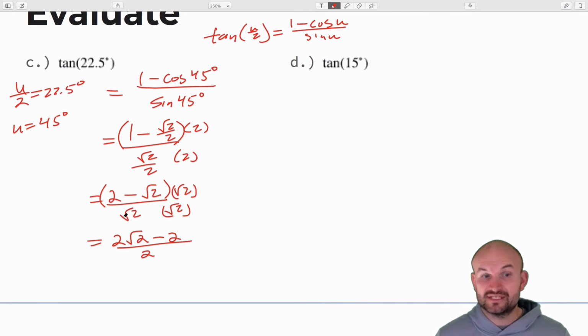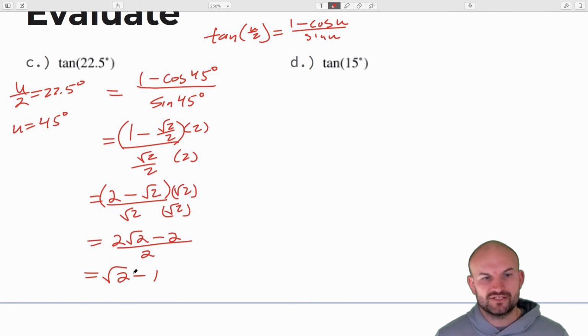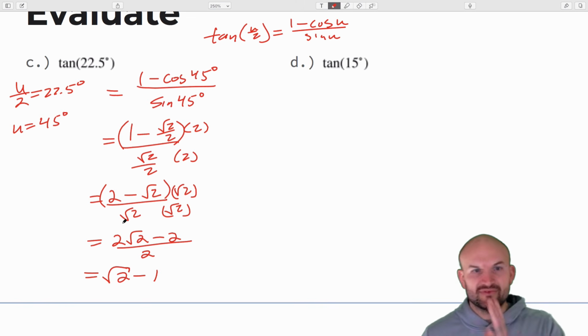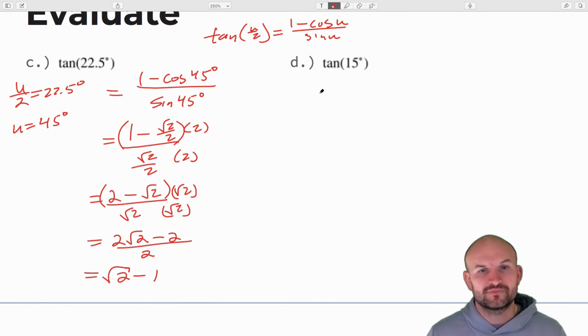And now you can see square root of 2 times square root of 2 is 2, right? Square root of 2 times negative square root of 2 is negative 2. And now you can divide the 2 into both of these terms. So you're left with square root of 2 minus 1. So you can see how everything can be simplified out. And obviously you could break some of these up together if you wanted to.